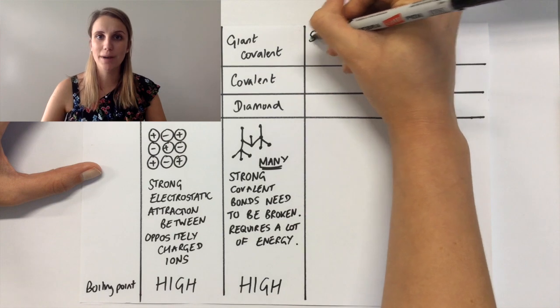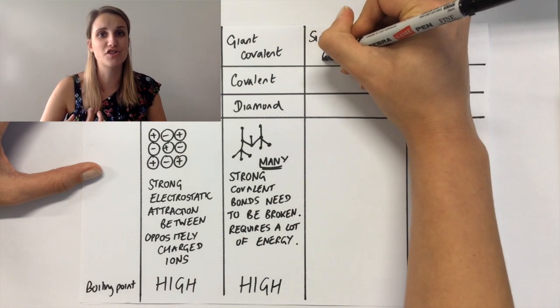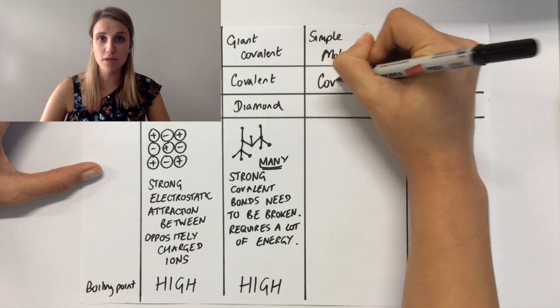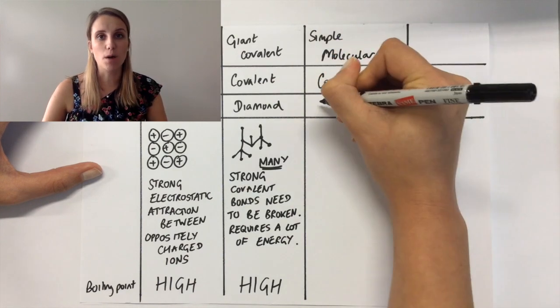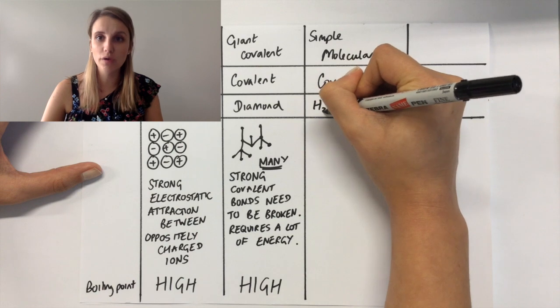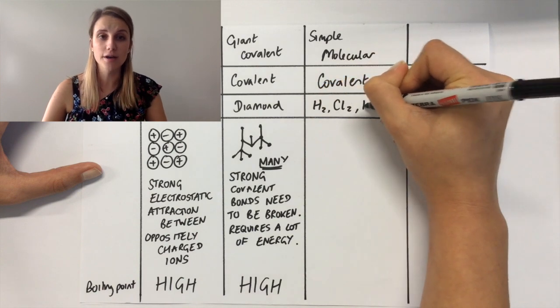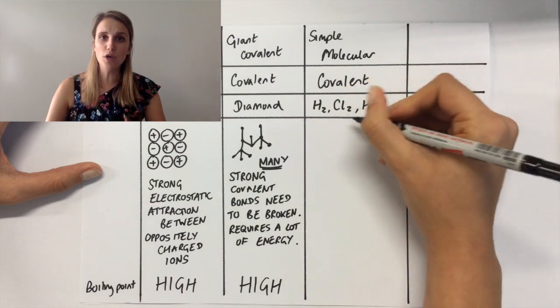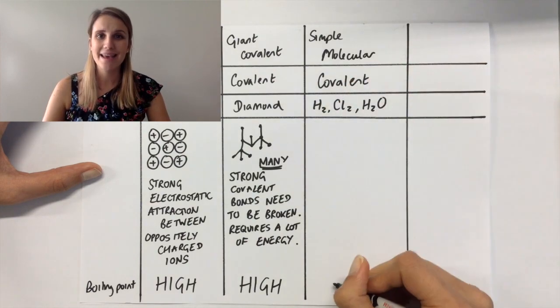Simple molecular compounds are quite often the ones that my students struggle with most. They also have covalent bonds, and examples that you've come across are probably hydrogen, chlorine gas, or water. There are many examples of these in your syllabus. The example that I'm going to use to try and explain this is water.